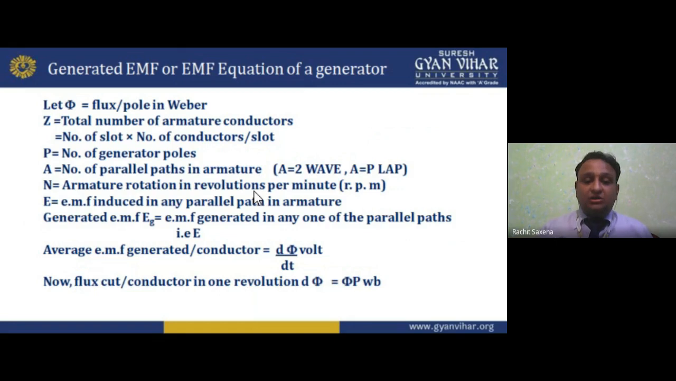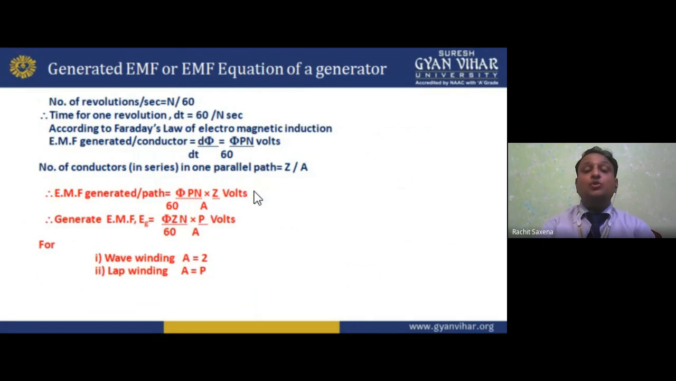Now d phi is what? It is the flux cut per conductor in one revolution. We know that field poles determine how much amount of flux we get. I hope you understand what I want to tell you. So we can write d phi is equal to phi P.